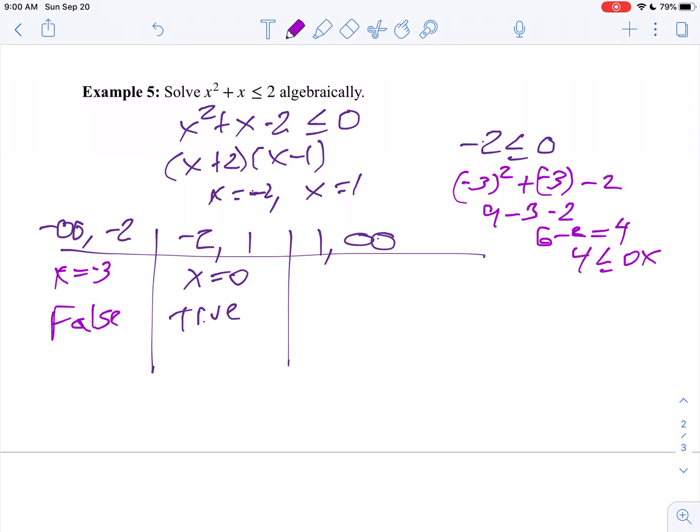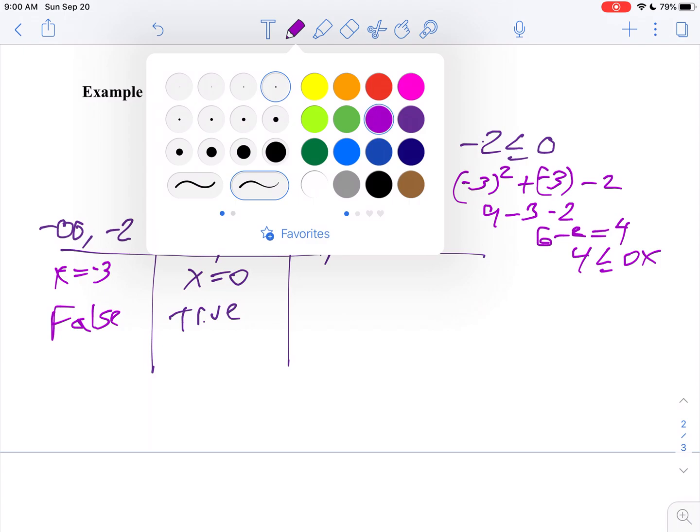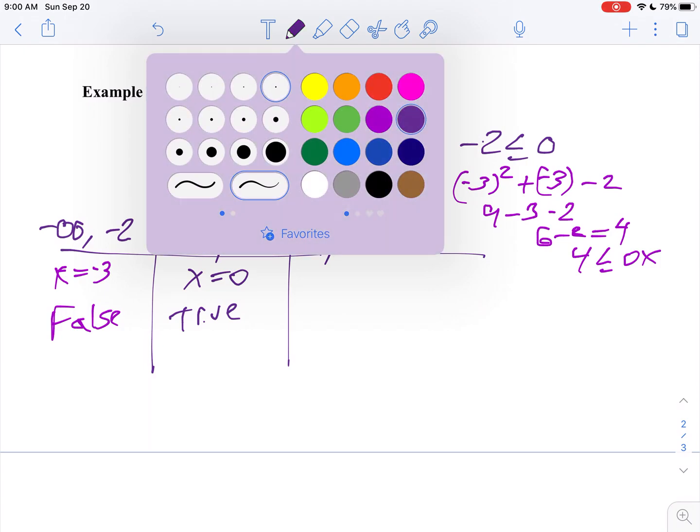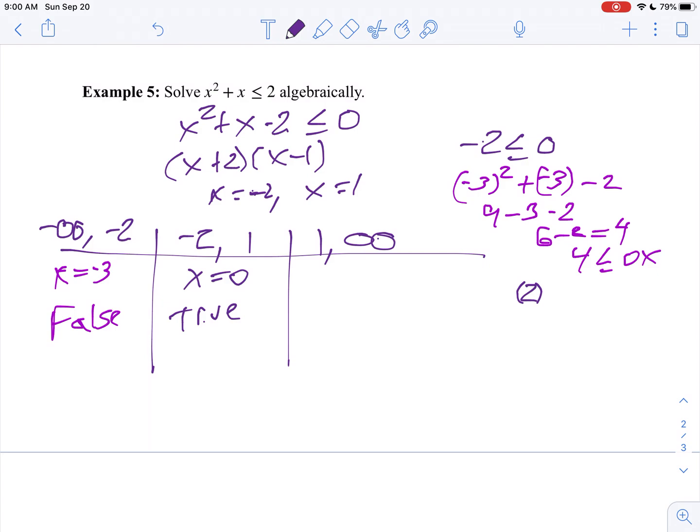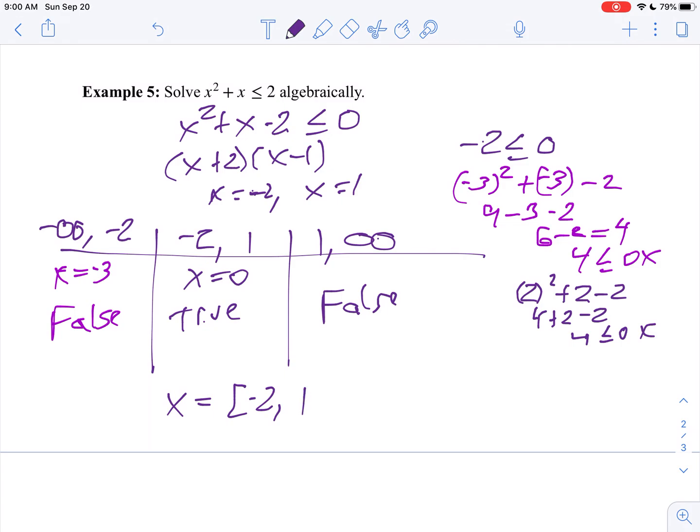Let's pick a number bigger than 1. I like 2. So we'll do the same thing. 2 squared plus 2 minus 2. That's 4 plus 2 minus 2. That's 6 minus 2, which is 4. Less than or equal to 0? That's false. The only part that's true is from negative 2 to 1. So x equals negative 2 to positive 1.